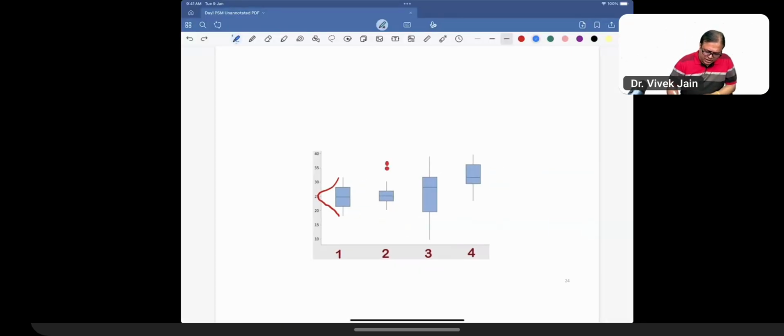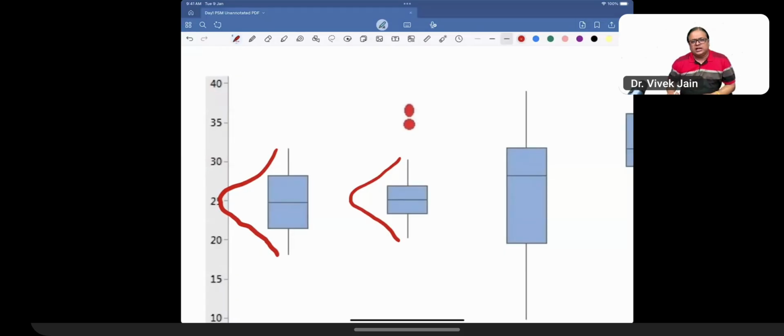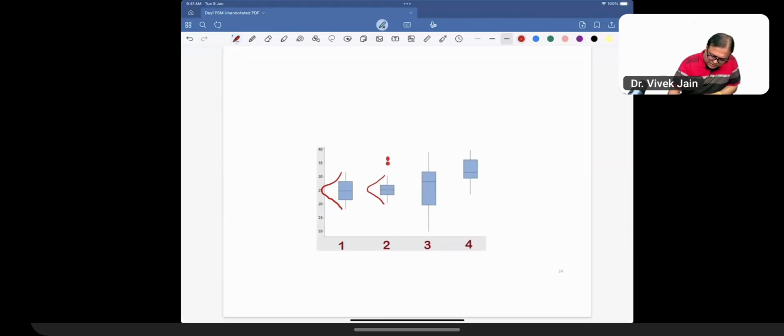Look at graph number 2. Even that appears bilaterally symmetrical, bell-shaped. Then how is it different from graph number 1? If graph 1 is a normal distribution, this also appears like a normal distribution, but it has outliers. So this study design has shown results having outliers in this study.